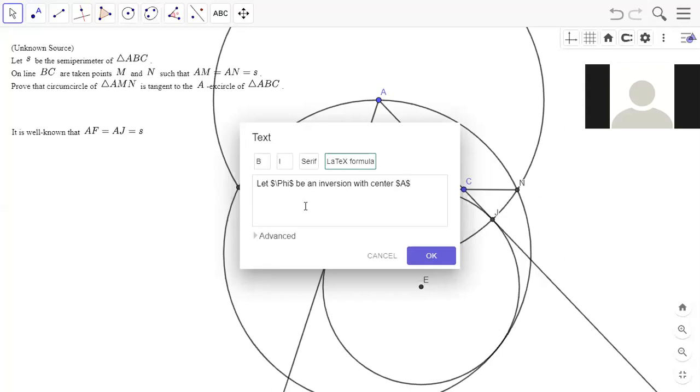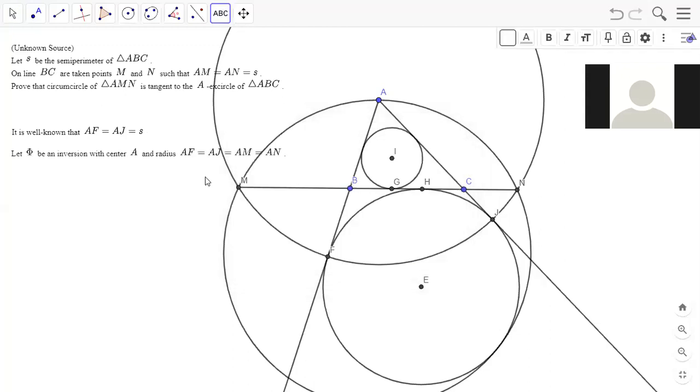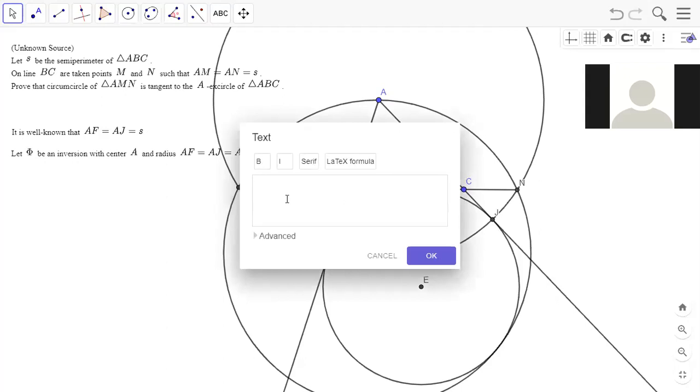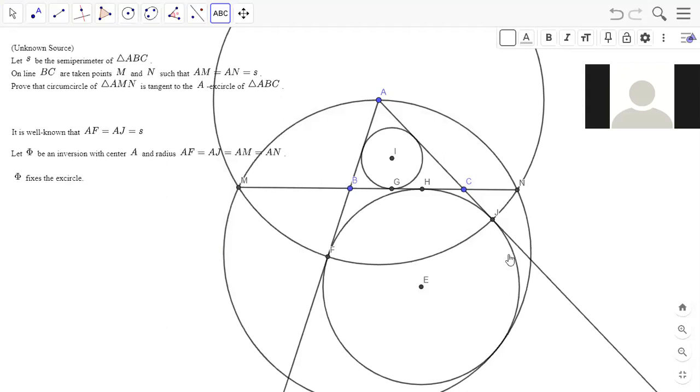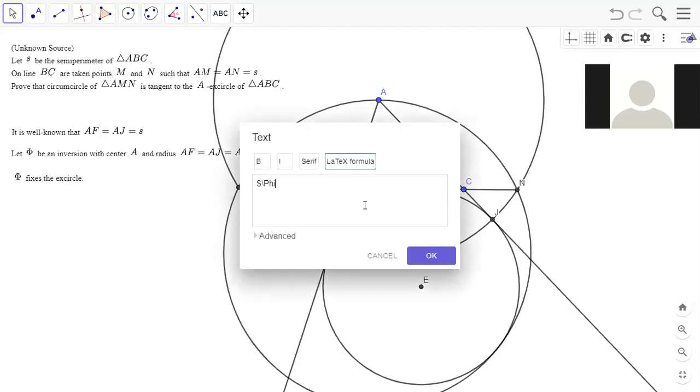Oh, you solved it without it. How did you do that? Or I don't know if you remember, but radius AF equals, interesting, equals AM equals AN. Then phi fixes the excircle, right? So yeah, inversion is really handy in solving a lot of problems. So it fixes the excircle, and then we want to see where it takes the circumcircle of AMN. And so it takes it to the line BC, right? So it takes the circumcircle of AMN to line BC.